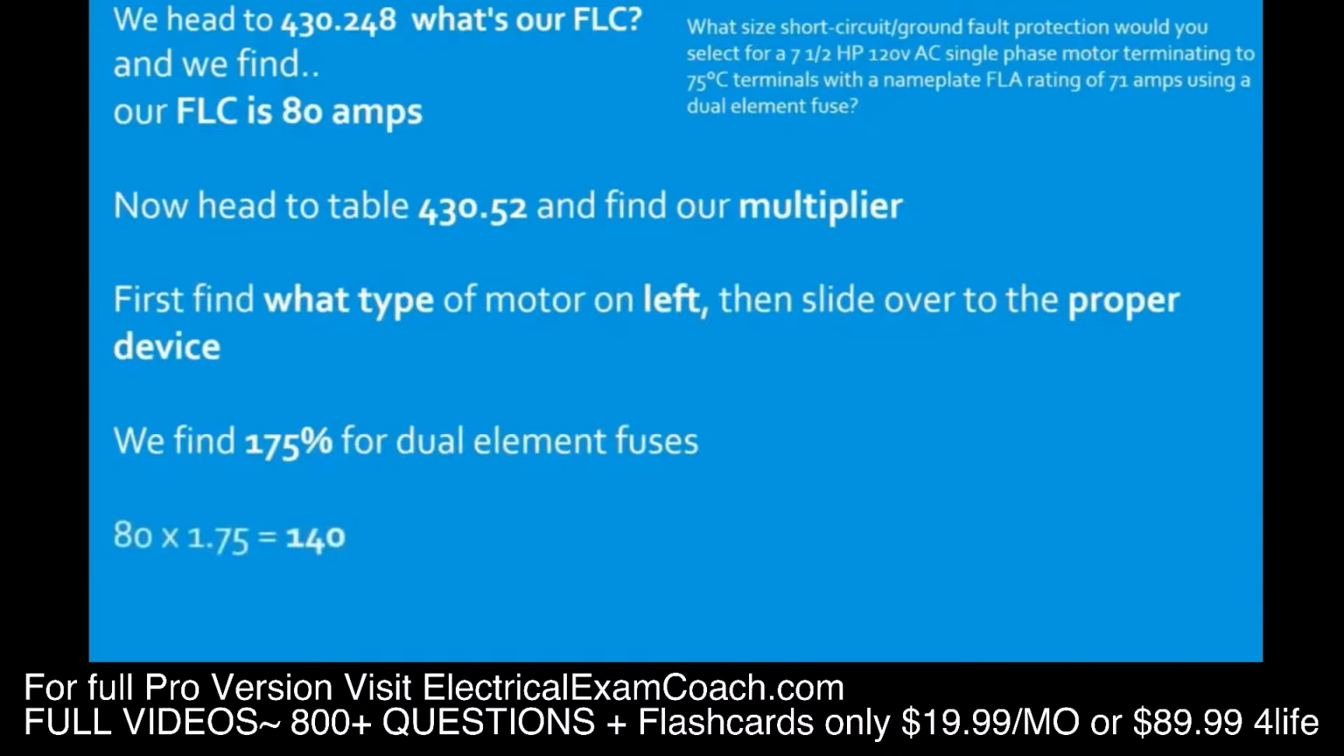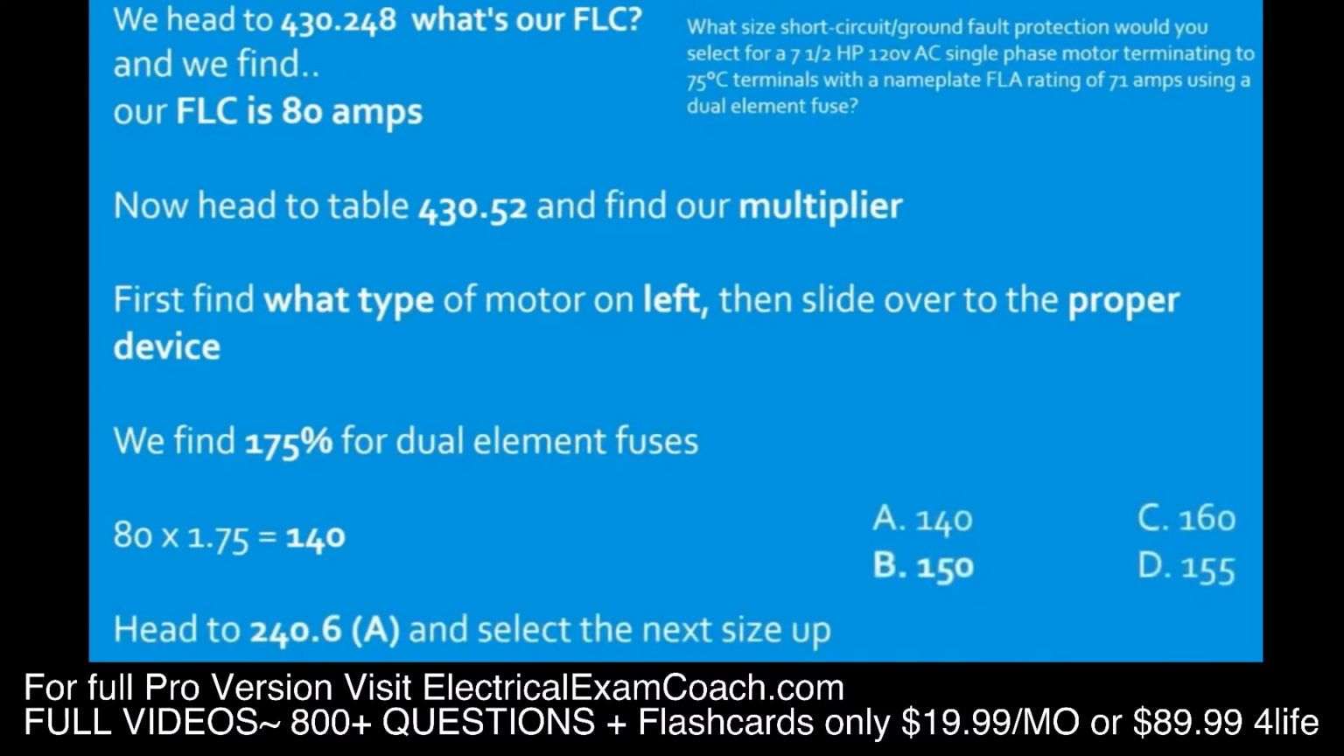So we take 80 multiplied by 1.75. That's going to give us 140 amps. Now we head over to 240.6(A) and select the next size up. And in this case, it's going to be B.